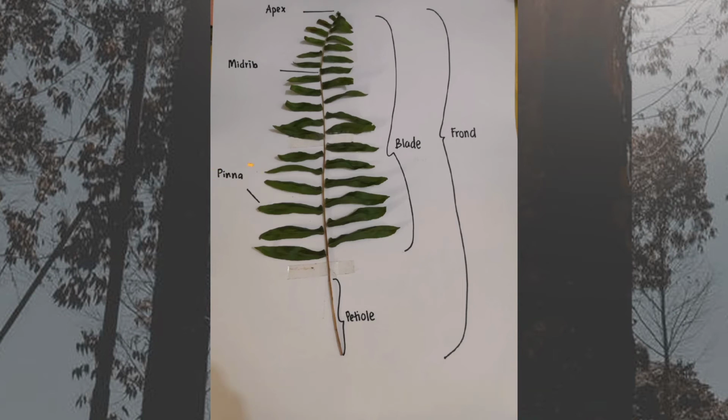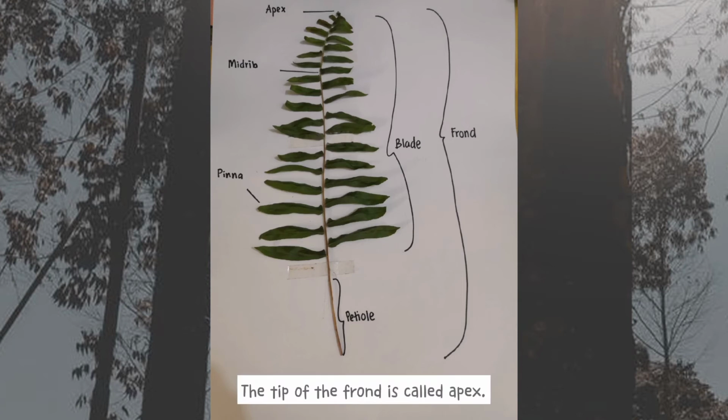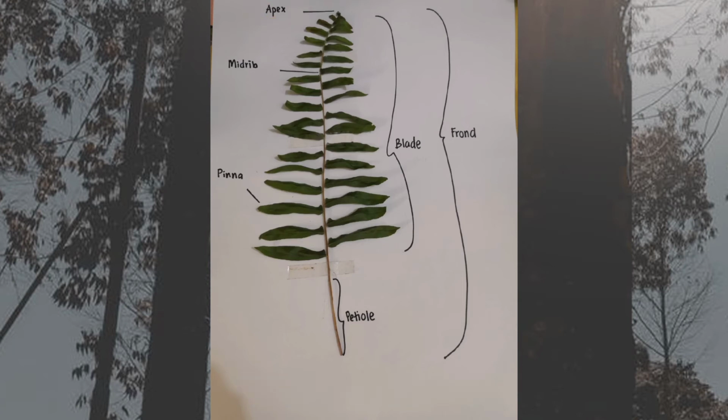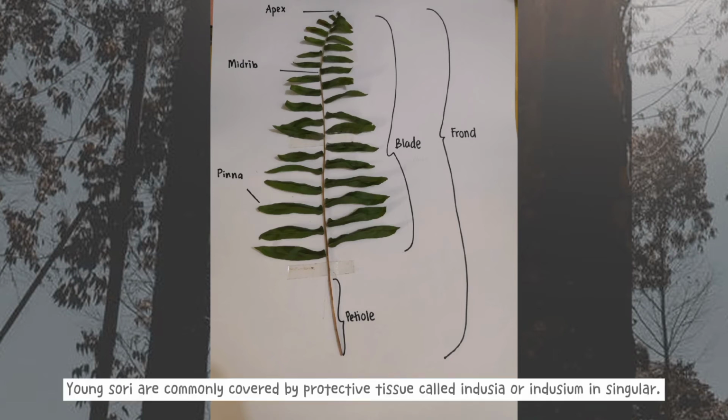Then we have the pinna. It is the segment of the frond's blade, where the underside bears the sori. The tip of the frond is called the apex. And the last part is the fern sori. Sori, or sorus in singular, are groups of sporangia which contain spores. Sori are usually found on the underside of the blade. Young sori are commonly covered by protective tissue called indusia, or indusium in singular.